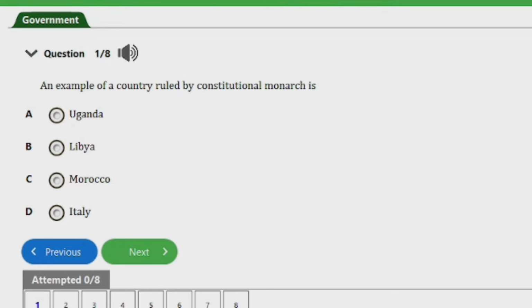It says, an example of a country ruled by constitutional monarch is A. Uganda, B. Libya, C. Morocco, D. Italy. So guys, the answer to this question is option C, that's Morocco. So let's head on to the next question guys.